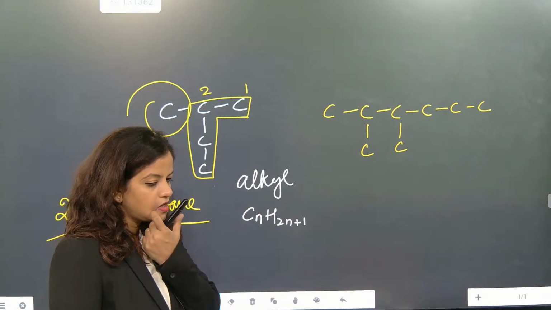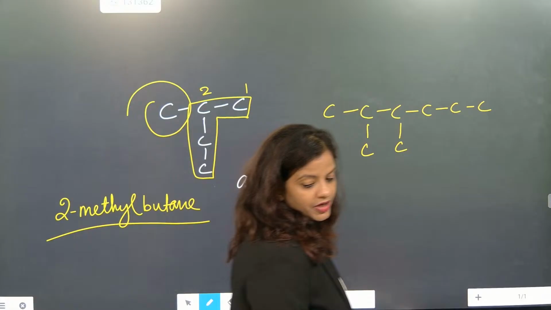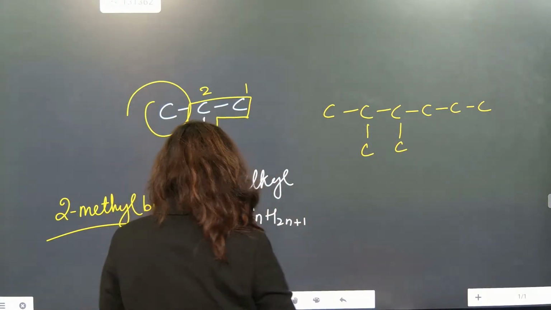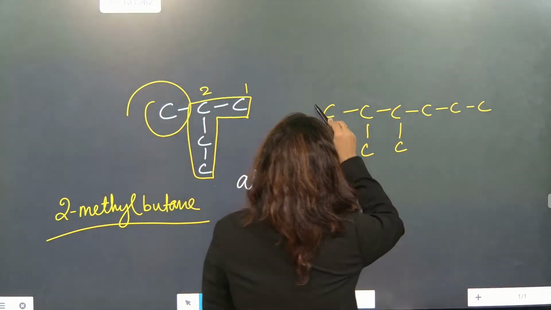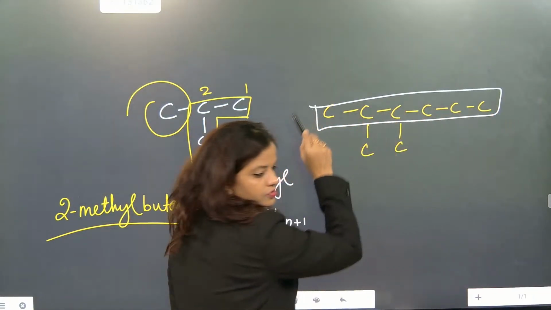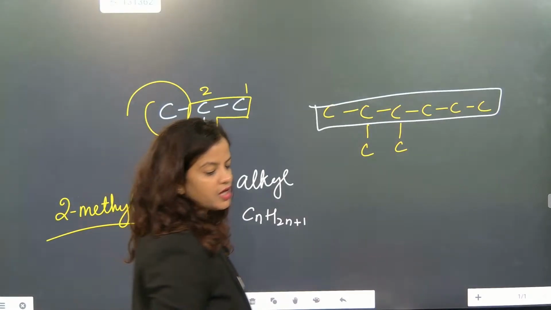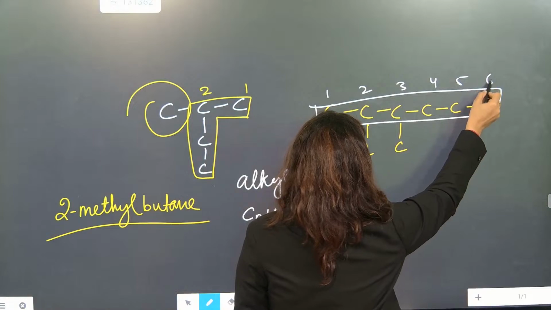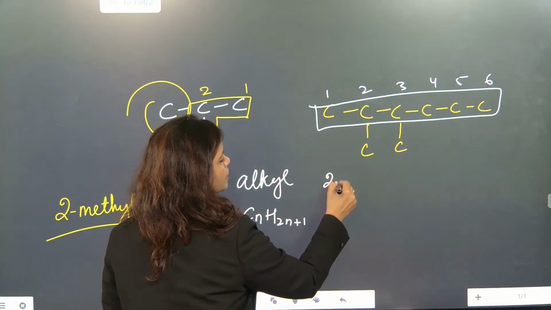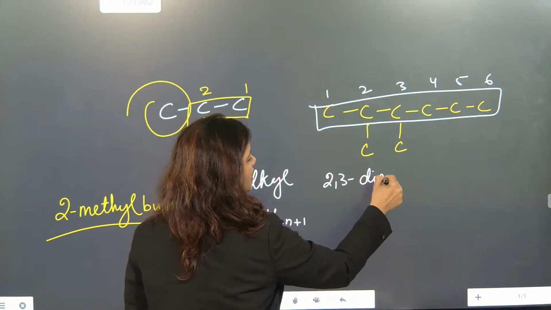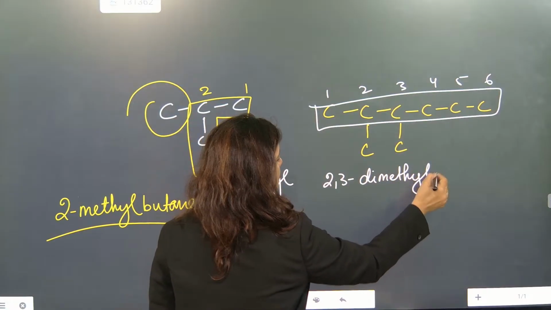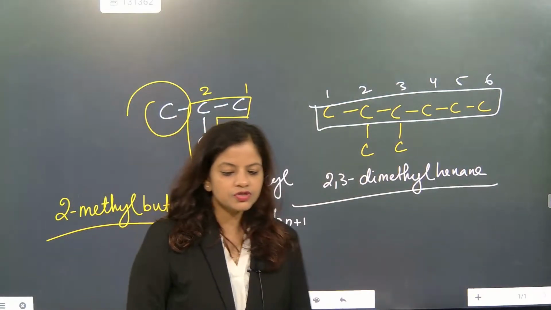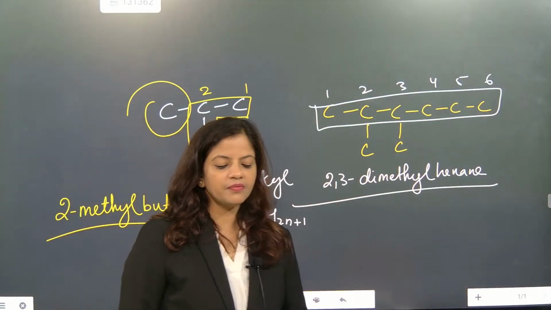See, parent chain allocation should be done from the main section. Understood or not? When you are starting, you first have to select the parent chain. So this will become the parent chain. Parent chain is selected. Now from here you will start numbering 1, 2, 3, 4, 5, 6. So now the location is 2,3-dimethyl. Understood? Hexane.